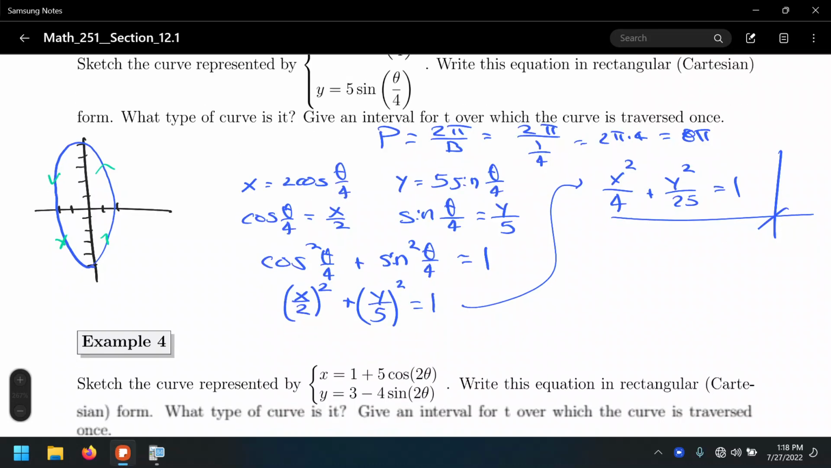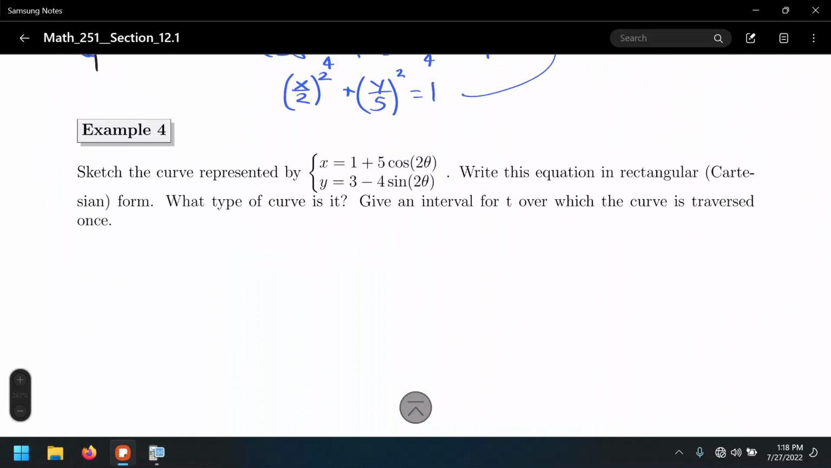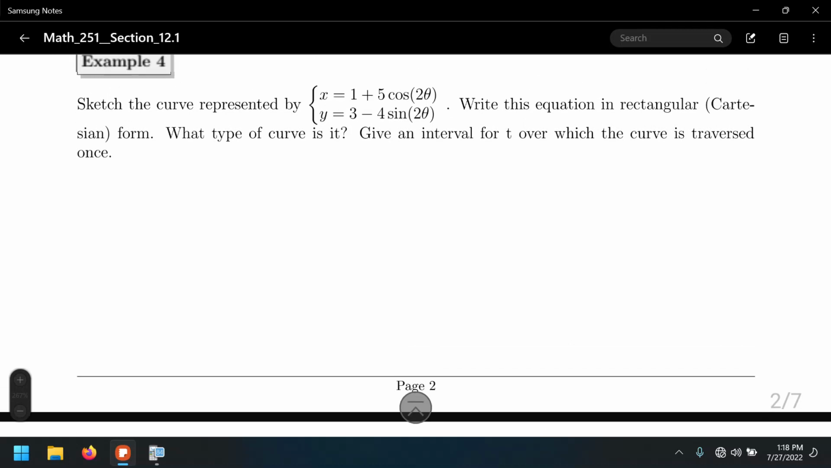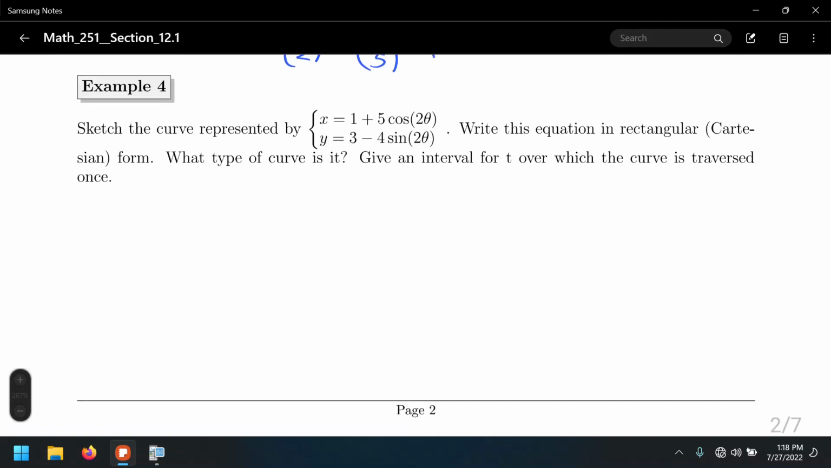And well, of course, we were working with some problems with some exercises for parametric equations. Let's do one more. So let's sketch the curve represented by this set of parametric equations and write it in rectangular form. Of course, that means we need to eliminate the parameter.